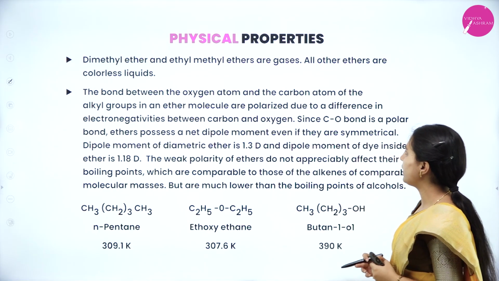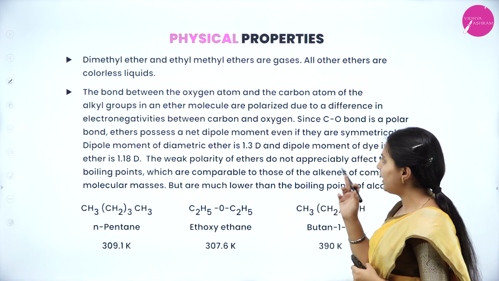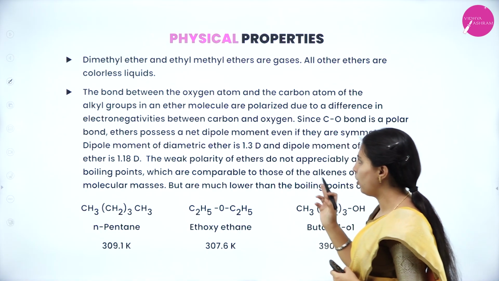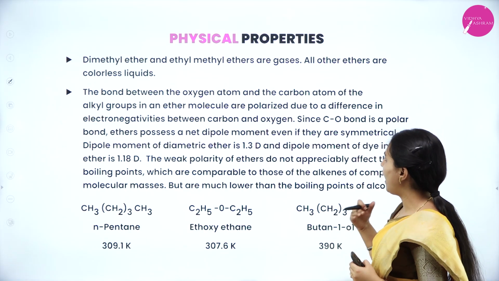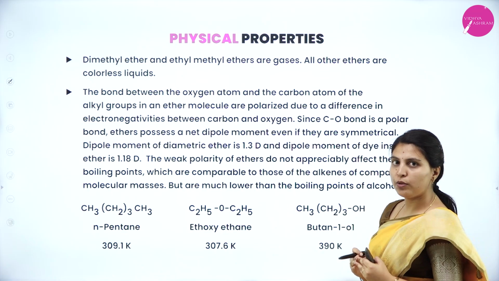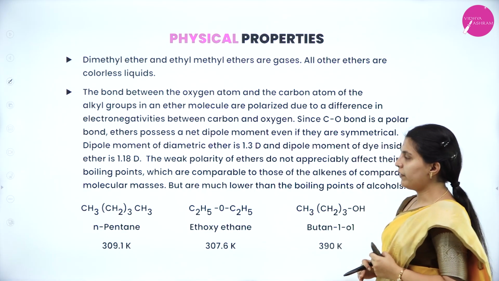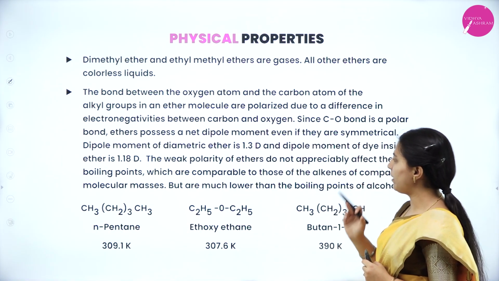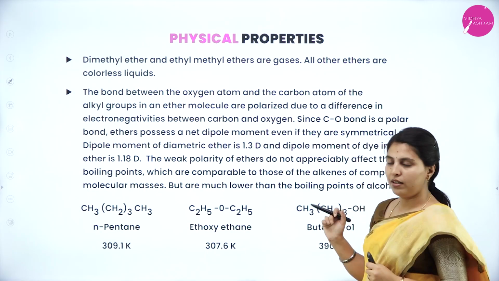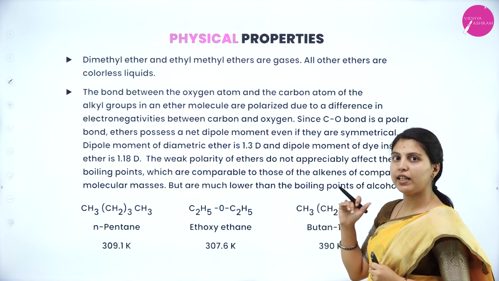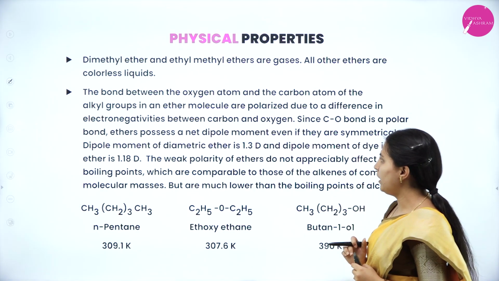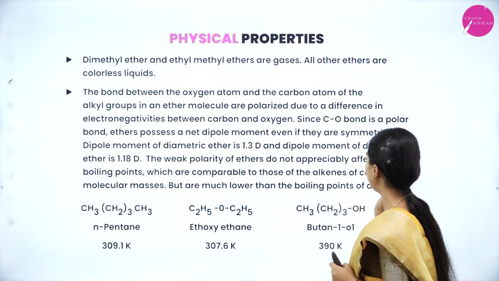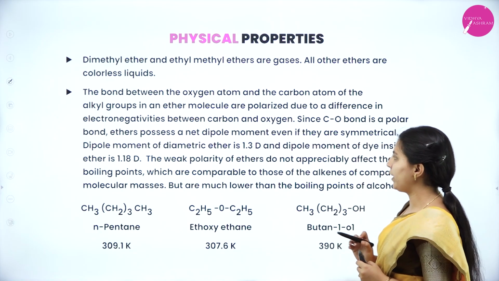The bonds between the oxygen atom and the carbon atoms of the alkyl groups in an ether molecule are polarized due to the difference in electronegativity between carbon and oxygen. Since the carbon-oxygen bond is polar, ether possesses a net dipole moment even if it is symmetrical in nature. The dipole moment of dimethyl ether is 1.3 D and the dipole moment of diethyl ether is 1.18 D.